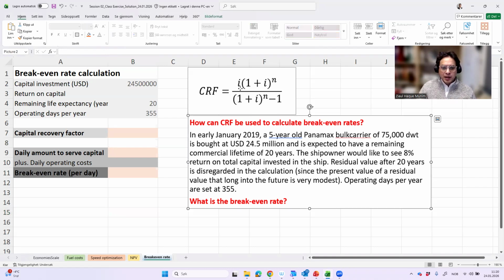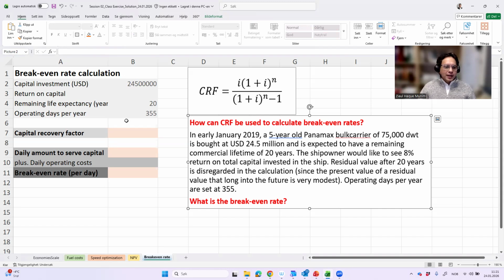So here we have this example. We have the equation of CRF here, and then we have the example text. So in early January 2019, these are actually real data. A 5-year-old bulk carrier of 75,000 deadweight tonnage is bought for 24.5 million and expected to have a remaining lifetime of 20 years. The ship owner would like to see 8% return on the total capital invested in the ship, and residual value after 20 years is disregarded in this calculation. So for now, we are not considering the scrap value, but we can easily incorporate it in the analysis. I actually recommend you to practice that as well. And operating days, we are saying, is 355.